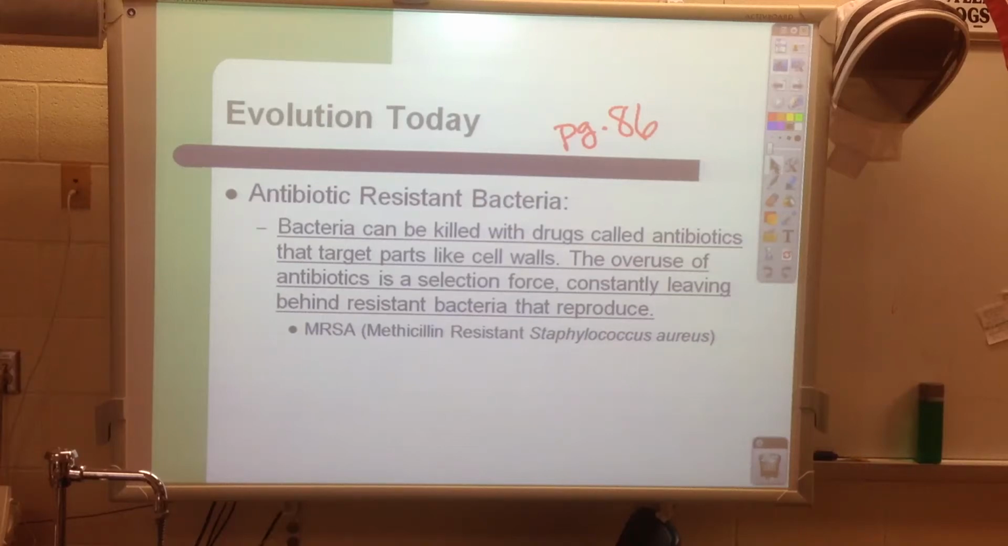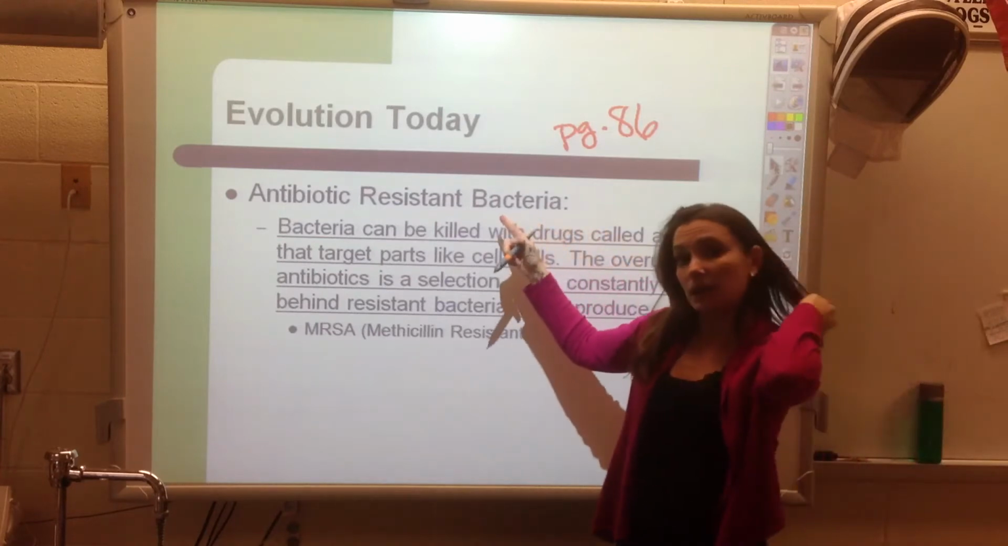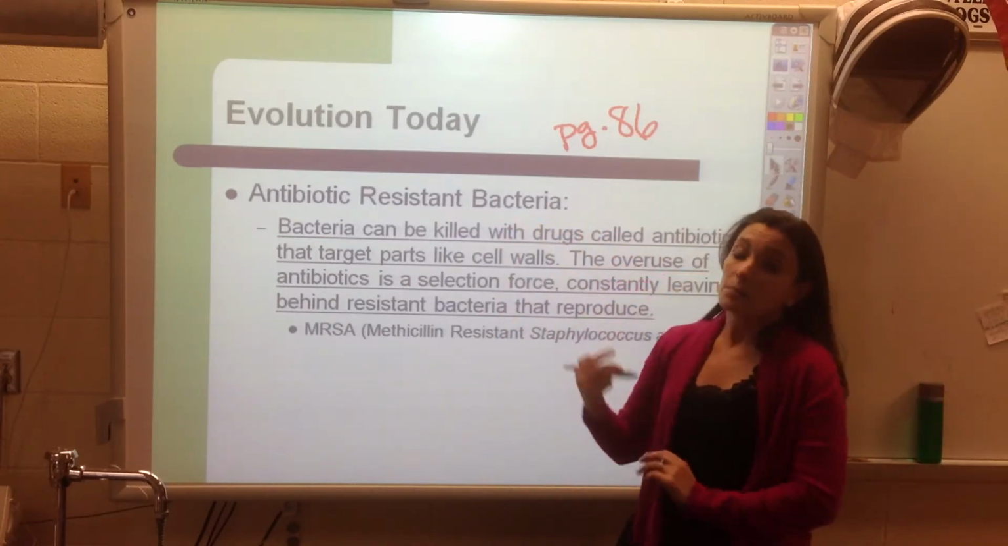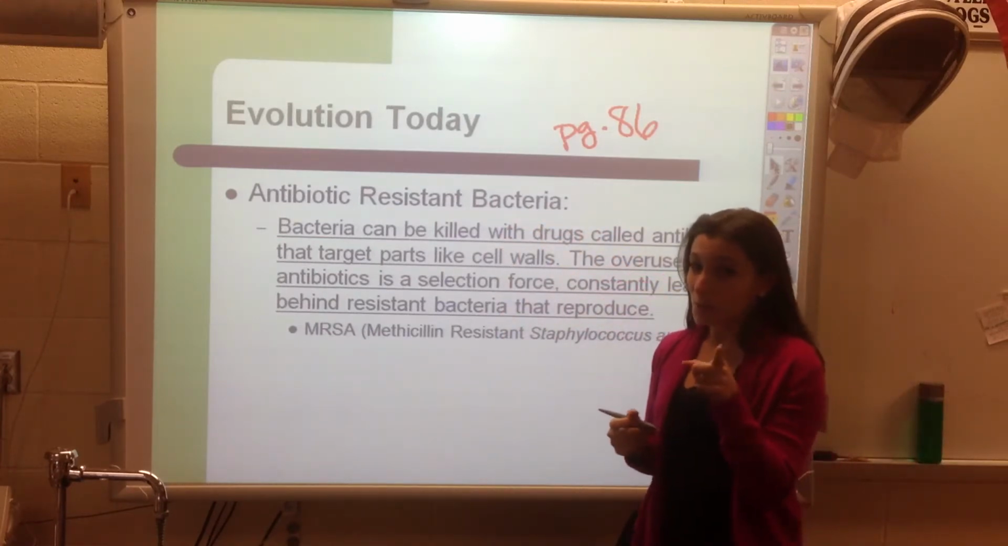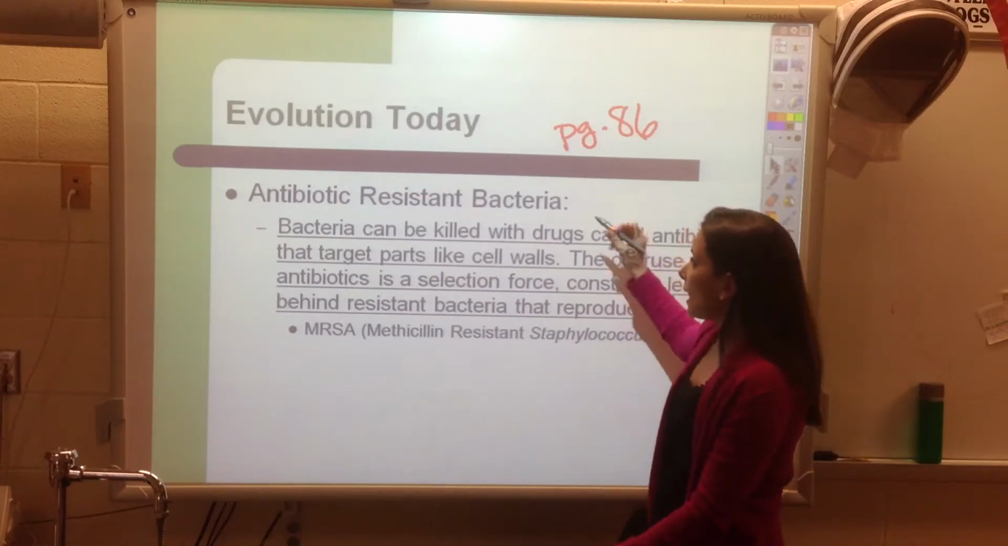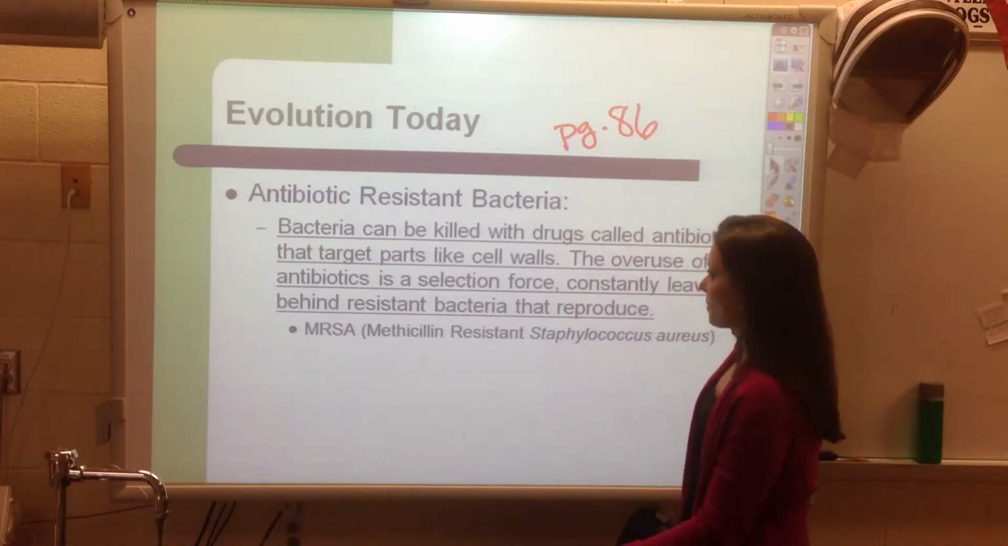This is the last section of 4.2, and it's on evolution today. We're going to focus on two examples, antibiotic-resistant bacteria and pesticide-resistant bugs, like the bed bugs that we talked about. Antibiotic-resistant bacteria. Well, what is an antibiotic?